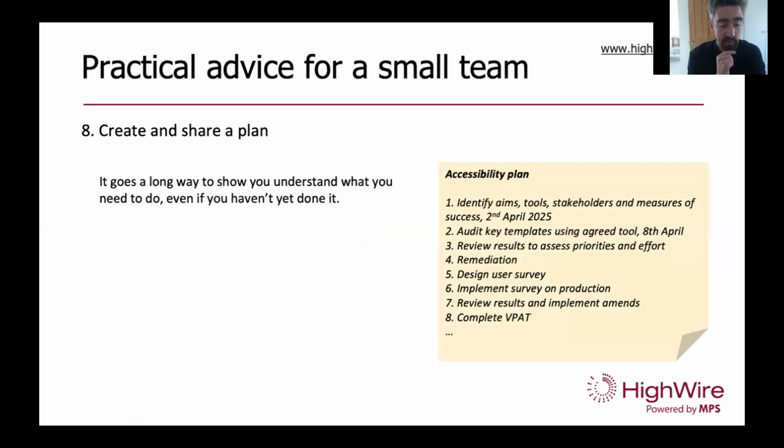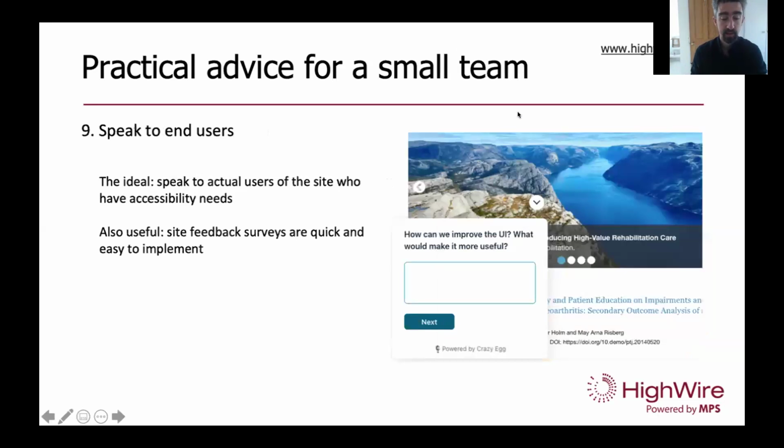Point number 8 out of 10 here is that this is a really low effort, high value way to just create and share a plan. Anyone enforcing an accessibility standard understands that you can't do everything straight away, but it goes a very long way just to show you have understood the issues and written them down and have good intent to resolve them. So creating a written plan will help you marshal the resources needed to implement it, but also means that any regulatory powers will smile on your cause. It shows goodwill.